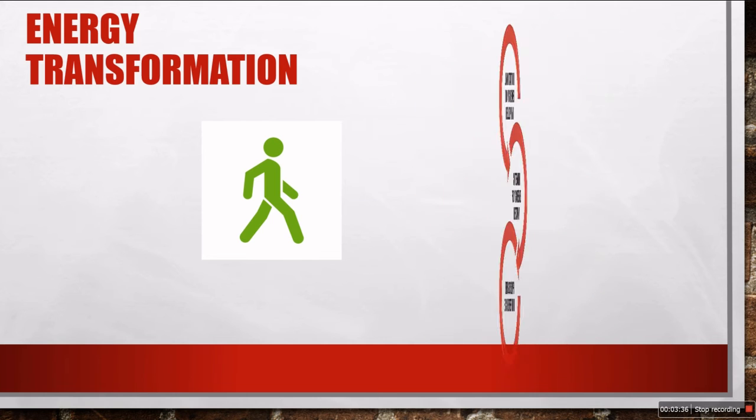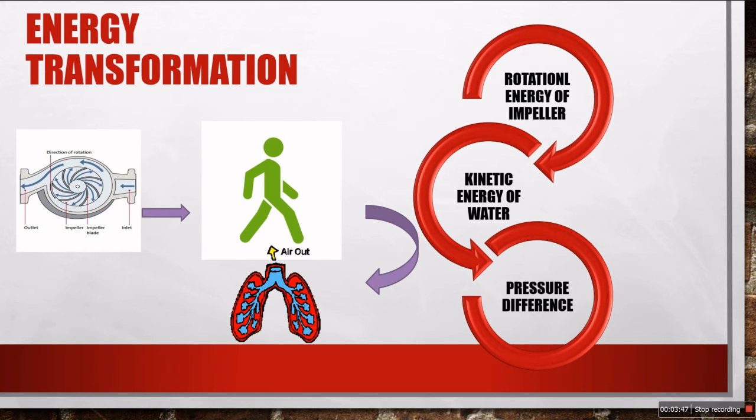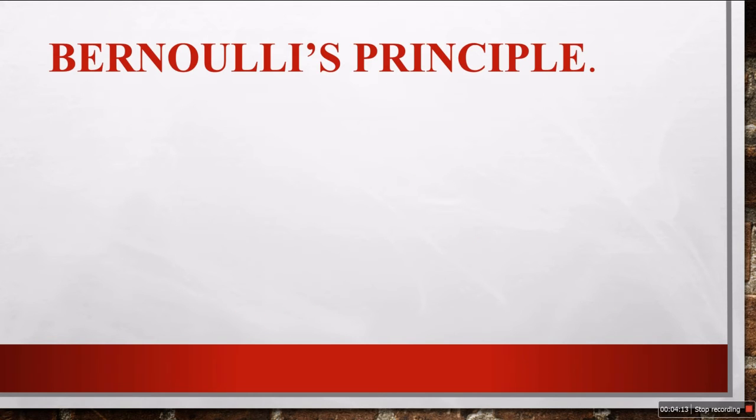So, this is the rotational energy of the impeller that gets transferred to the kinetic energy of the water. And that kinetic energy of the water appears as the pressure difference. So when the impeller rotates, it transfers its rotational energy to the water. Thus it appears as kinetic energy of the water. Now the water, when it strikes the wall, appears as the pressure difference. We will take a look at the CAD model and I will make things easy for you guys.